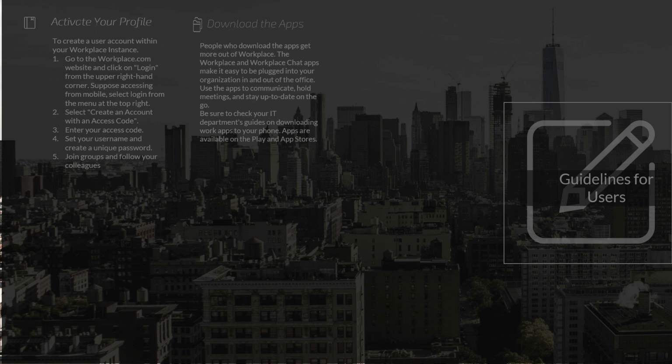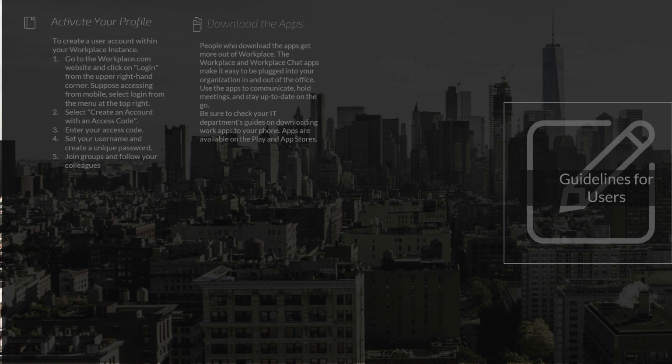Download the apps. People who download the apps get more out of Workplace. The Workplace and Workplace chat apps make it easy to be plugged into your organization in and out of the office. Use the apps to communicate, hold meetings, and stay up to date on the go. Be sure to check your IT department's guides on downloading work apps to your phone. Apps are available on the Play and App stores.